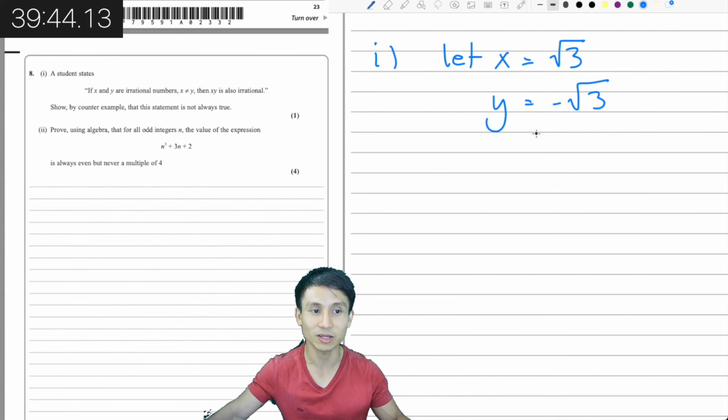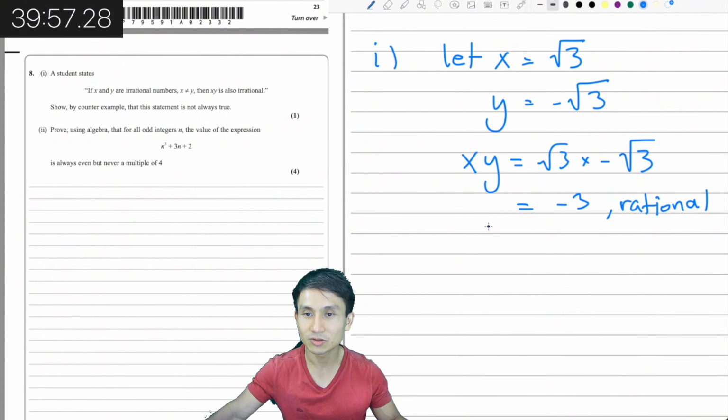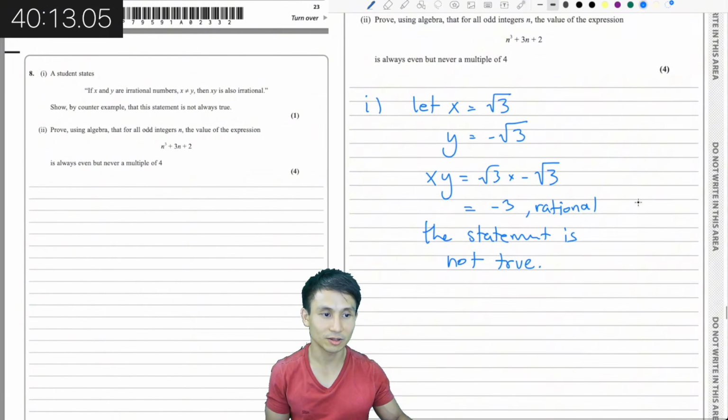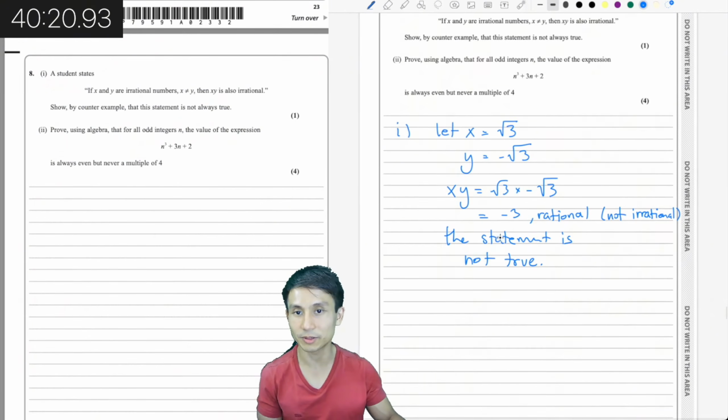All right, they're not equal. So xy is root 3 times minus root 3. We get minus 3. And this is rational, right? So this is not true. So the statement is not true because we have a counterexample here. Okay, it's not irrational, right? Okay, the product of x, y, I mean.